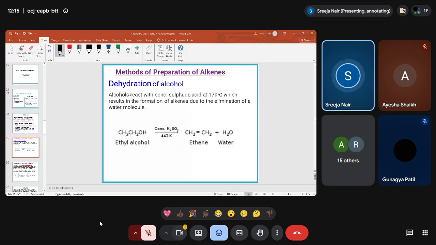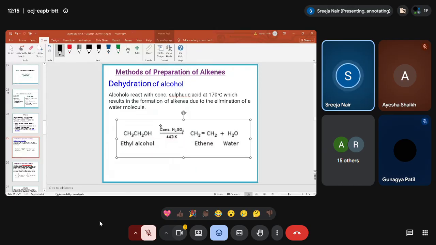Now if you look at the reaction, ethyl alcohol reacts with concentrated sulfuric acid, and it results in the formation of ethene, and water is removed.